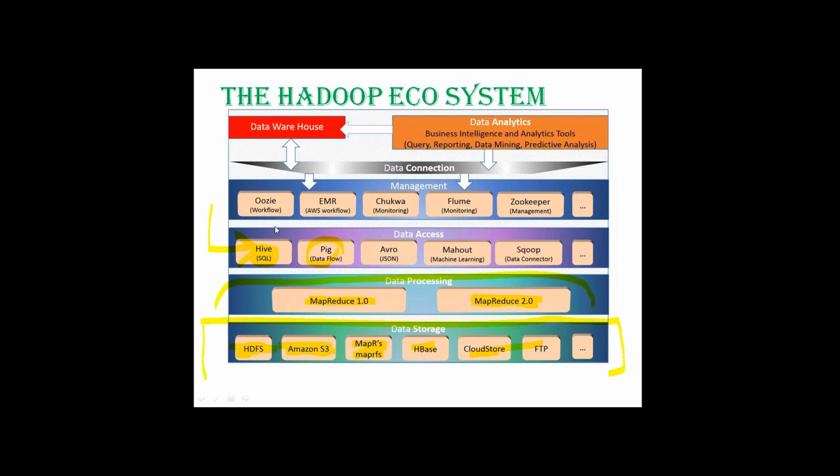Good. So continuing my discussion. Pig is the one that we just talked about. Similarly, we have something called Avro, we have Mahout, we have Sqoop. Sqoop is another interesting component. It's a data collection component.